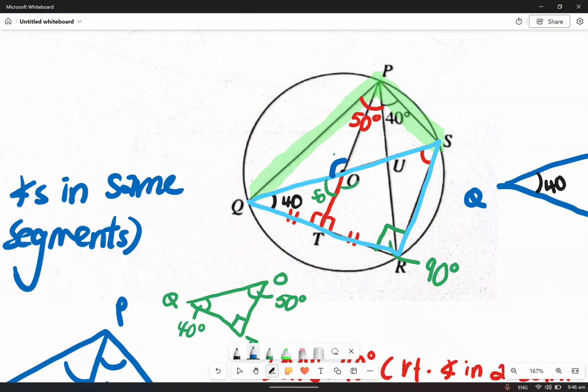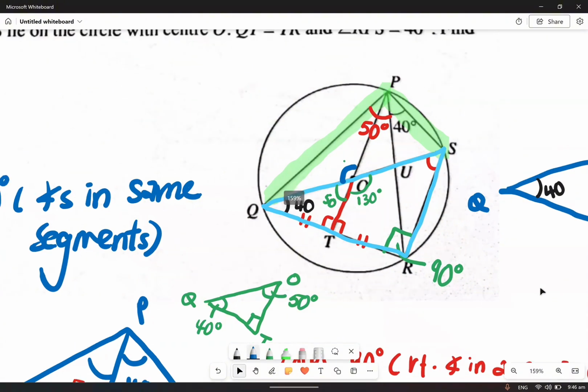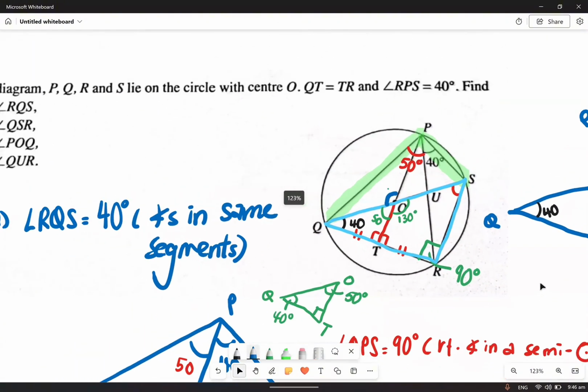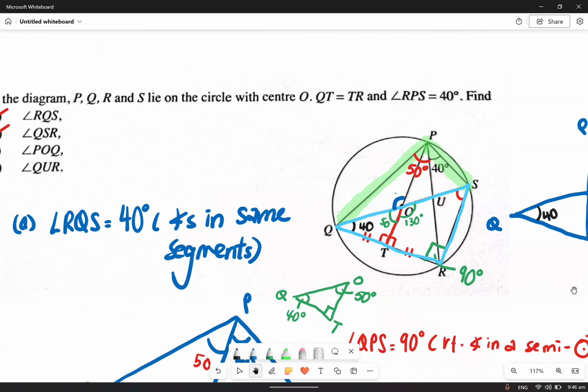This one I'm very certain that is how much? 130. True? All right. Yeah, you really have to use the exterior angle of a triangle. The exterior angle of a triangle is super important. Exterior angle of a triangle. Do you all know what that is?